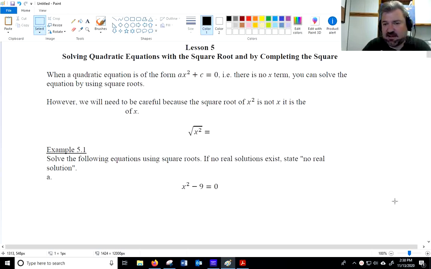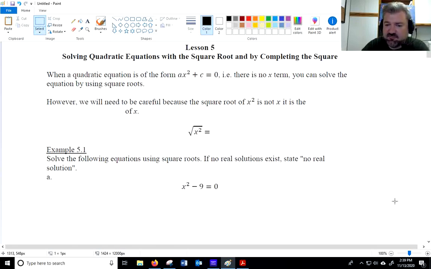Unit 5 is all about quadratic expressions and quadratic equations. Today we're going to look at solving equations using the square root and by completing the square. So when a quadratic equation is of the form ax squared plus c equals 0, that means there's no x term. There's not like a plus 3x or minus 2x. There's just an x squared. We can actually use square roots and we don't have to factor. And in fact, sometimes we wouldn't be able to factor and we can use square roots instead.